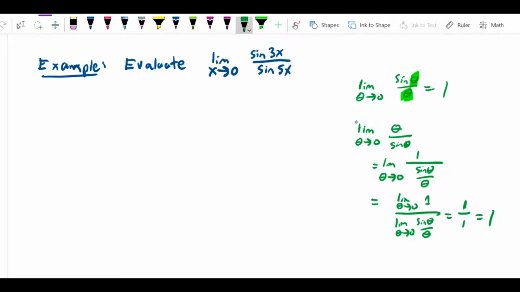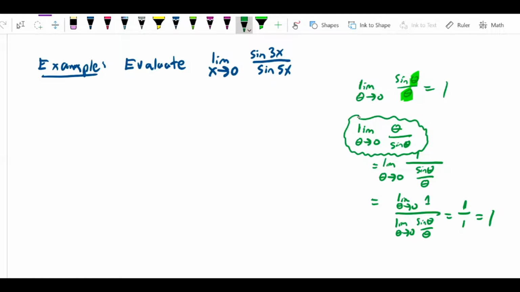So the point is, the same rule that tells us that the limit of sine theta over theta is 1 also tells us that the limit of theta over sine theta is also equal to 1. So we can use both of those, and that'll simplify this calculation quite a bit.